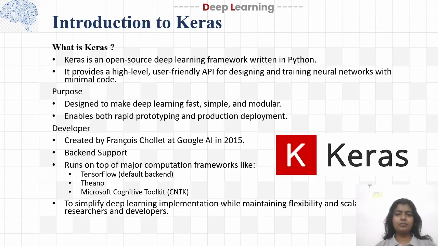Keras is an open source deep learning framework written in Python. It was developed by Google in 2015. The main aim of Keras is to make building and training neural networks simple and efficient. It provides a high-level API that works on top of TensorFlow and CNTK. In short, Keras helps researchers and developers quickly build powerful deep learning models.